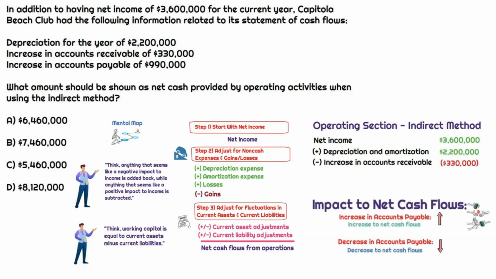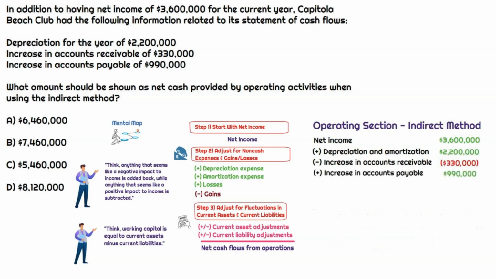And this is basically just the opposite of accounts receivable, because when our accounts payable increases, that means we're deferring the payment of cash to our suppliers or vendors, which is a good thing. That means we have more cash on hand. So when accounts payable increases, that results in a net increase to cash as well, right? So that's going to be a positive $990,000.